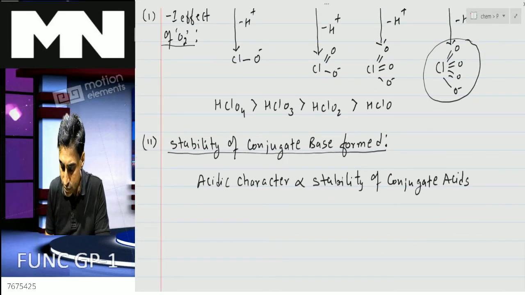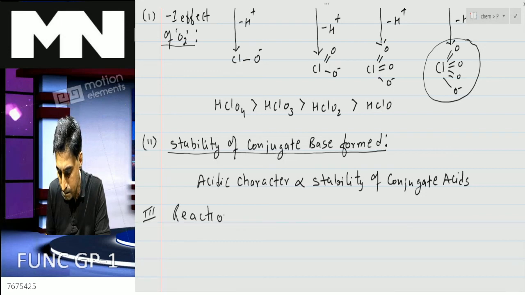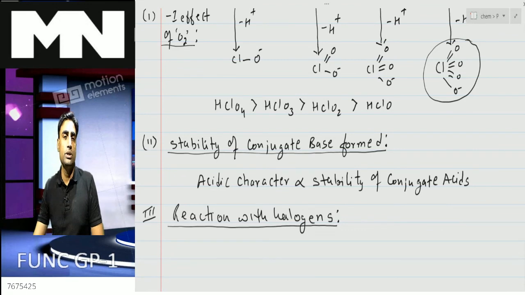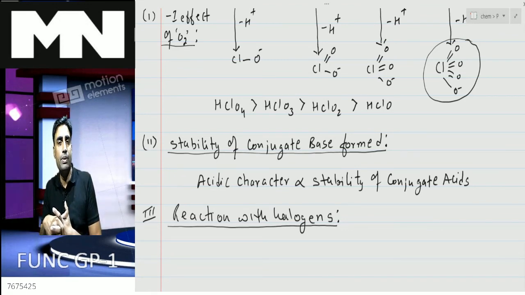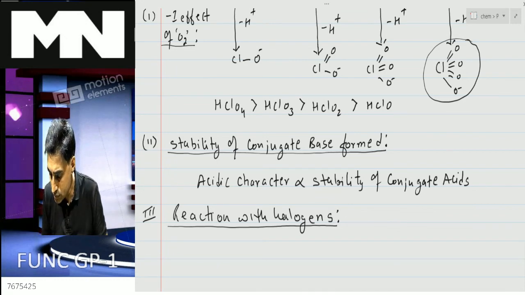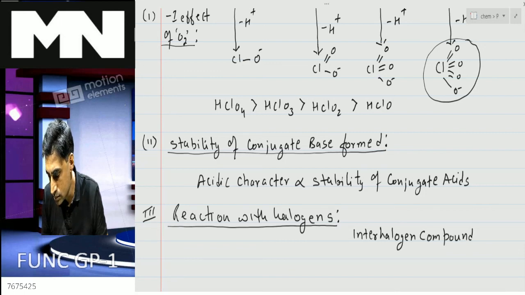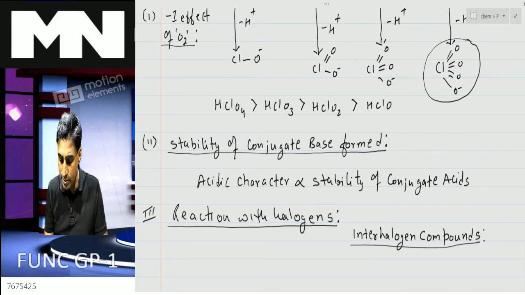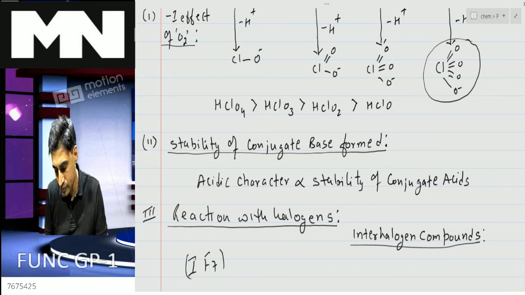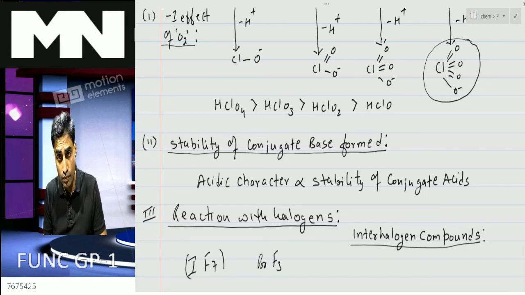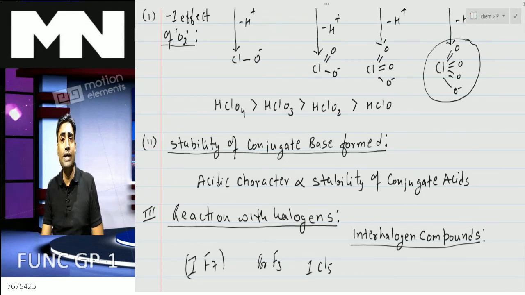Next we'll talk about their compounds with halogens. Third is reaction with halogens. Well, as far as halogens are concerned, they react with themselves to form a large number of compounds known as interhalogen compounds. I'll give you some examples of that, like iodine heptafluoride, BrF3, or ICl5. These all are interhalogen compounds.